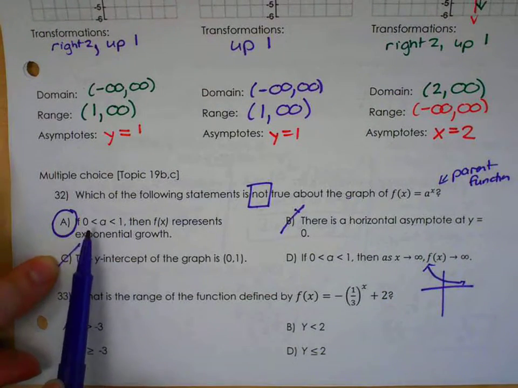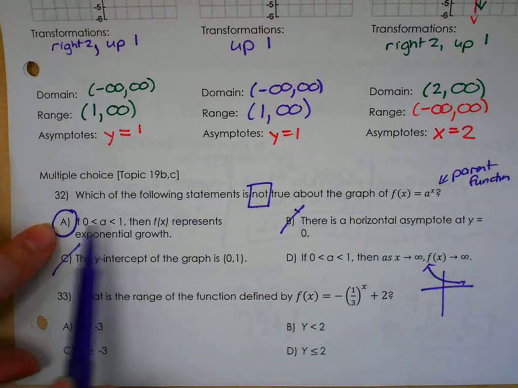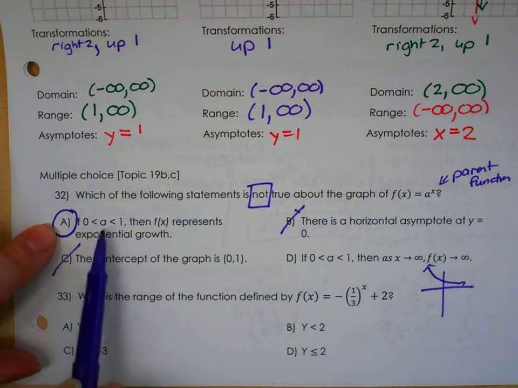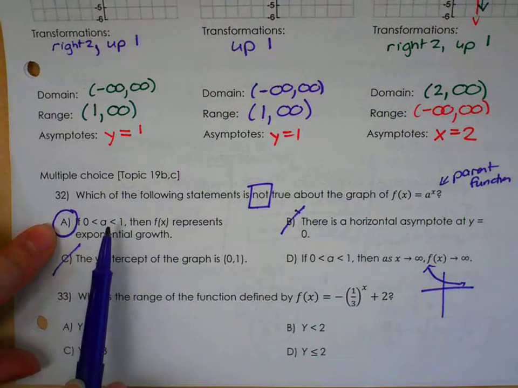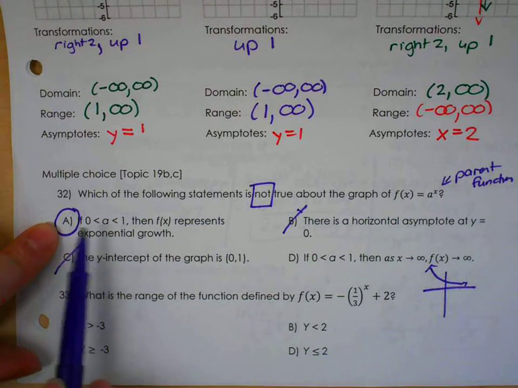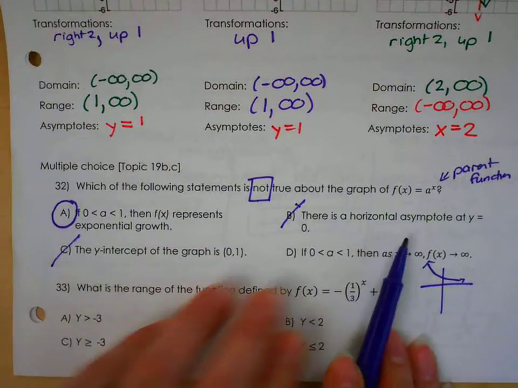Then I look here. If A is between 0 and 1, so if the base is a fraction, that's what this is saying. If the base is a fraction, it's exponential growth. Well, that's not true, right? If the base is a fraction, that means it's exponential decay. So that's not true. Then we just look at D.